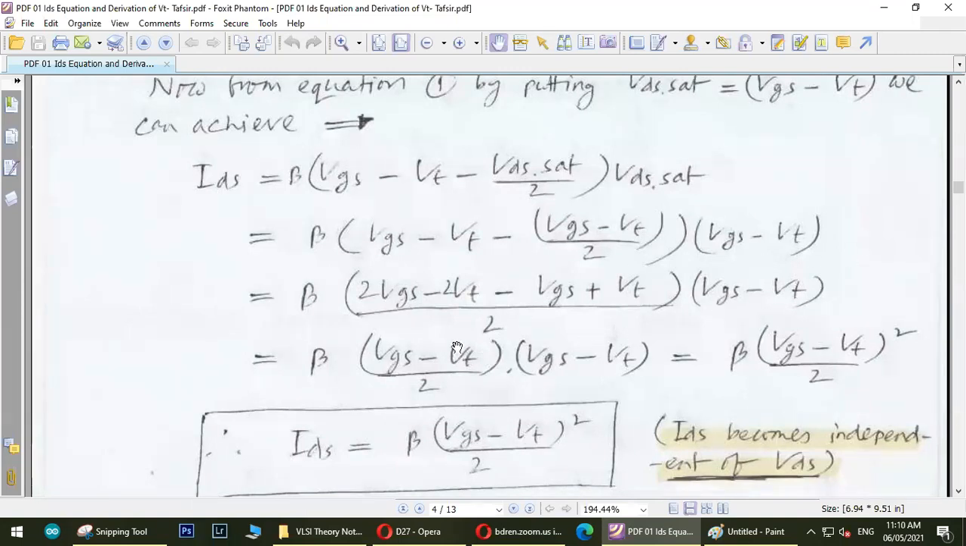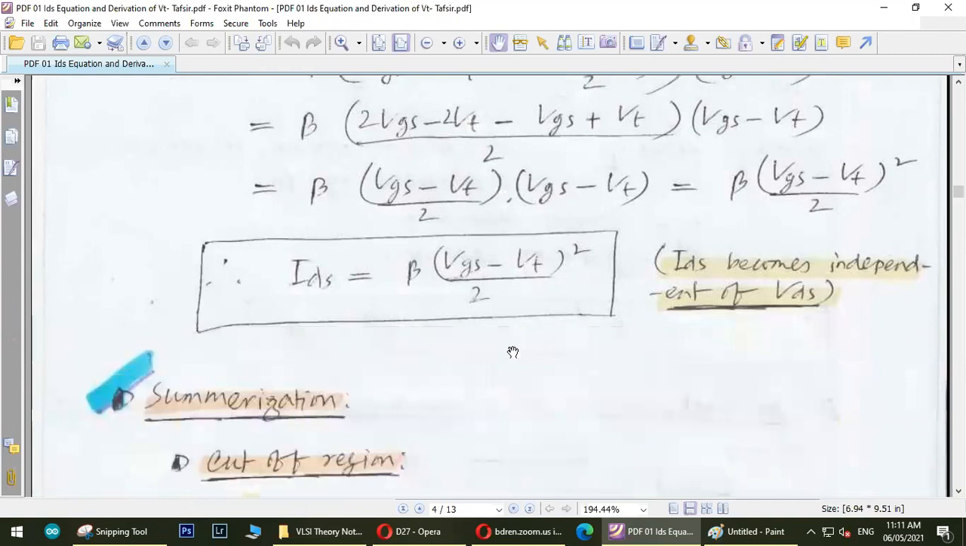So here you have VGS minus VT divided by 2, into another extra VGS minus VT that is outside of your bracket. If you multiply these, VGS minus VT times VGS minus VT, they will become a square, and you have a 2 at the bottom. Remember, this square is not on the 2. This square is only on VGS minus VT.